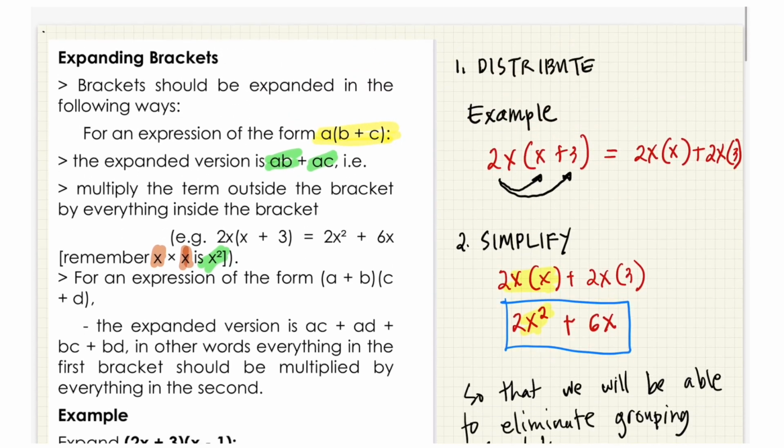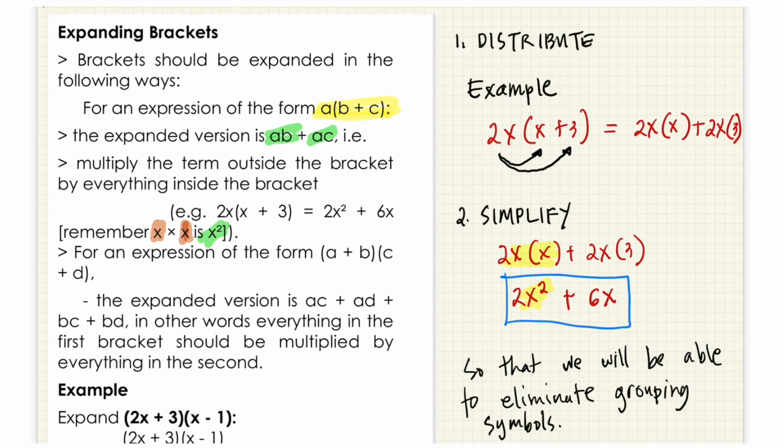Again, when we try to expand brackets, the first thing that you're going to do is distribute. We distribute the one outside the parenthesis to inside the parenthesis by using the operation of multiplication. Once we're done with that, the next step is to simplify. To simplify is to find the product. Once we find the product, then we have our new expression.